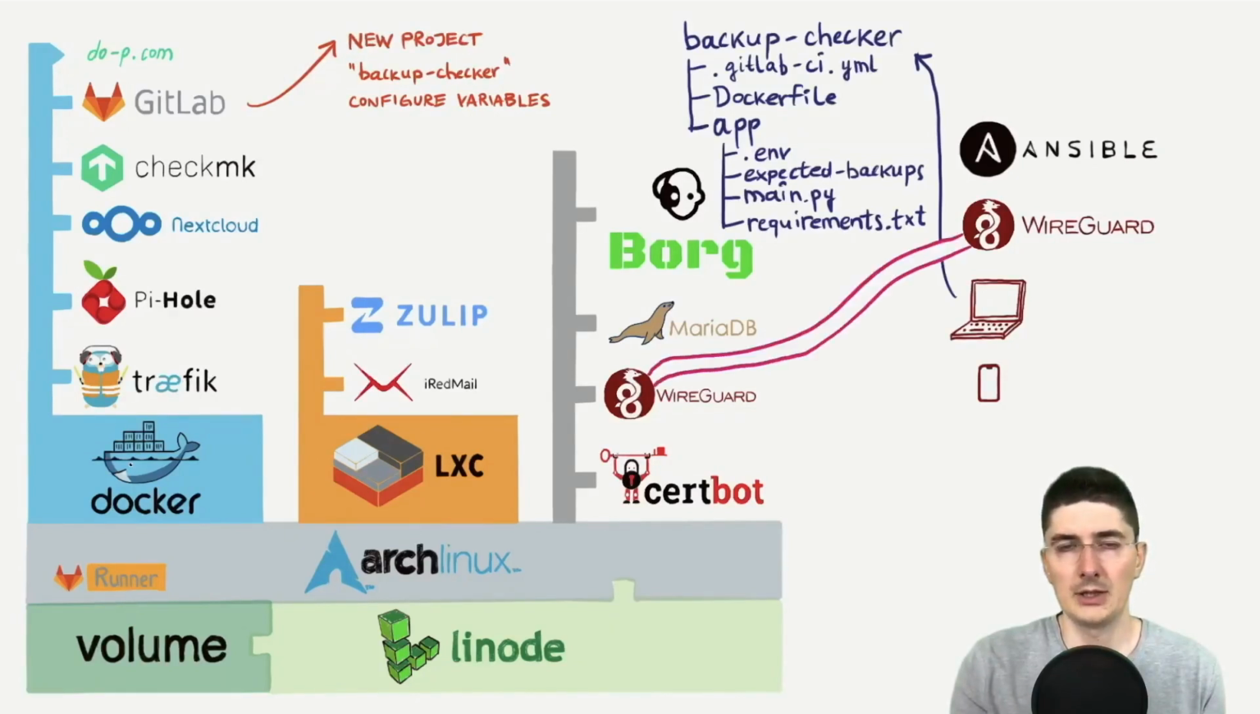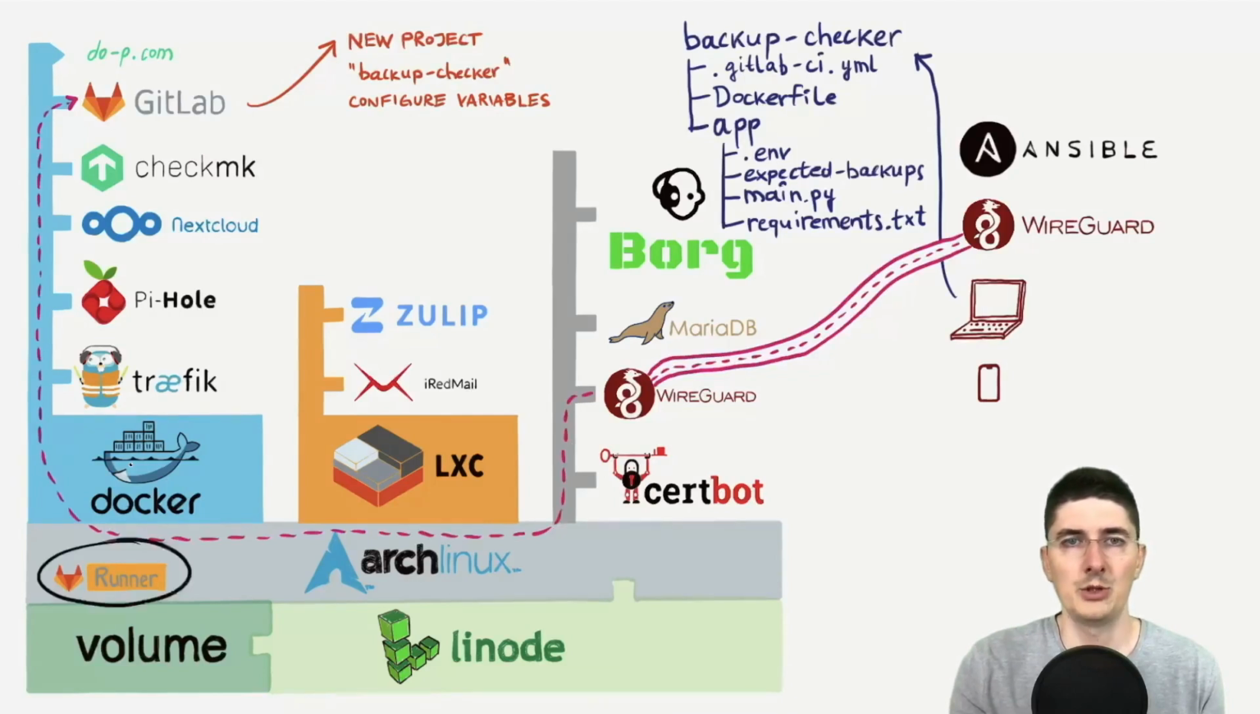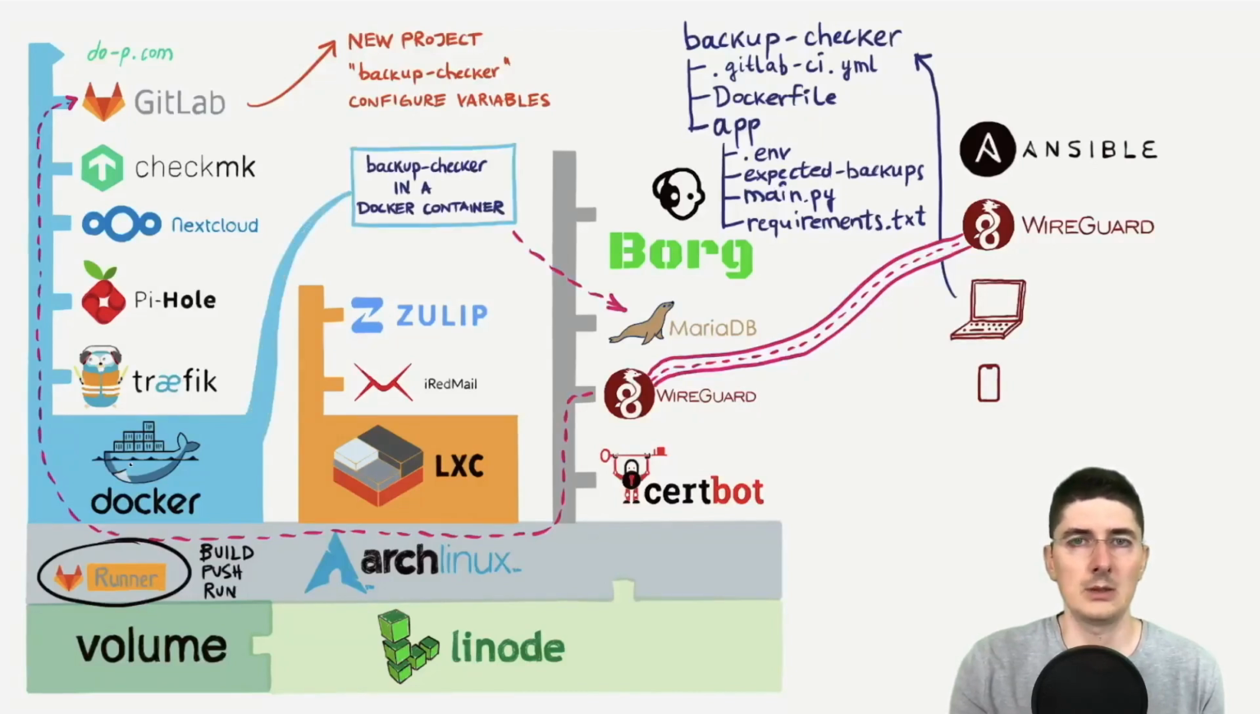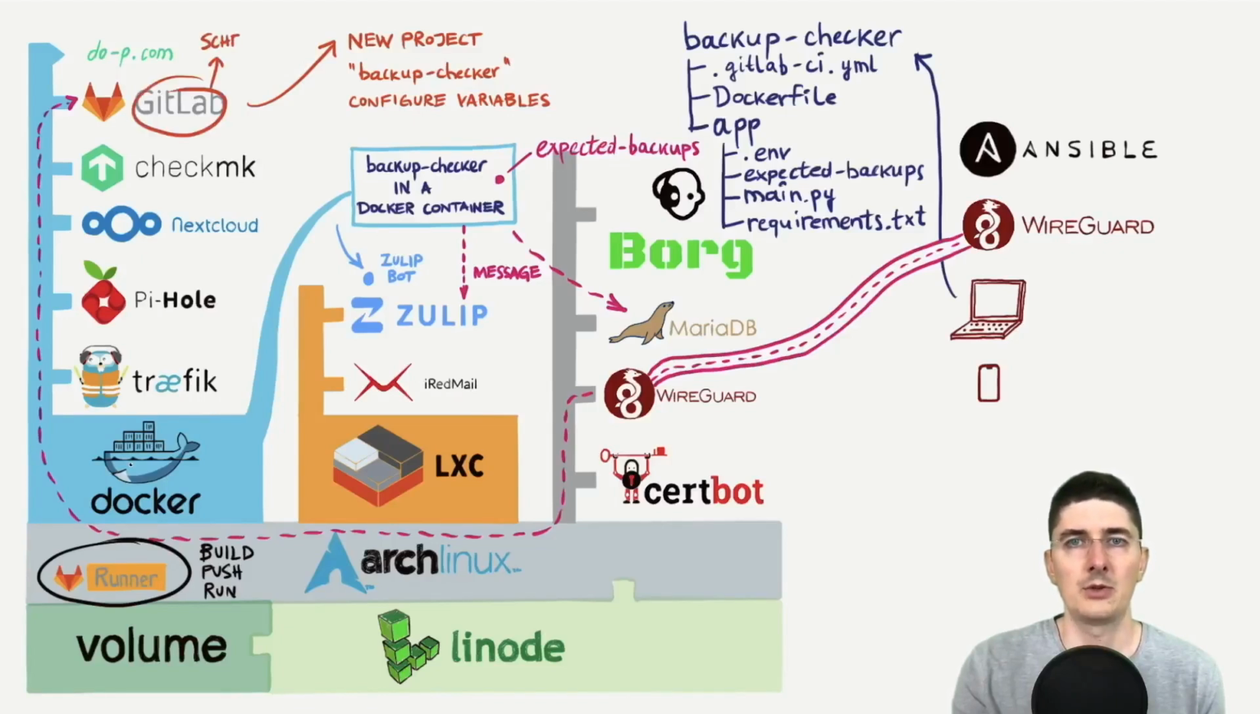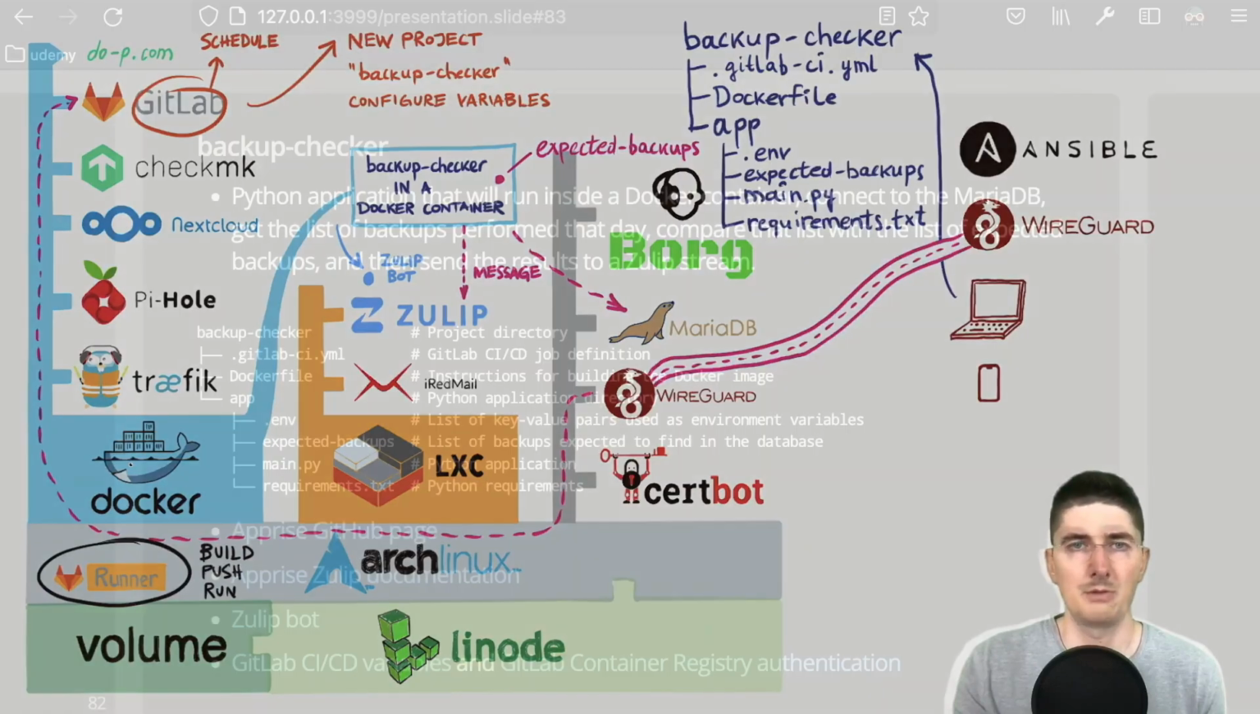After pushing the GitLab ci.yml to GitLab, the runner will build a Docker image, push it to a private registry, and then run that Docker image on the server. The application will query MariaDB, compare that list with its own expected state, and with the help of the Zulip bot, post a message to a Zulip stream. After that, we will schedule this job in GitLab so that it runs each morning, even though we didn't push any changes to the repository.